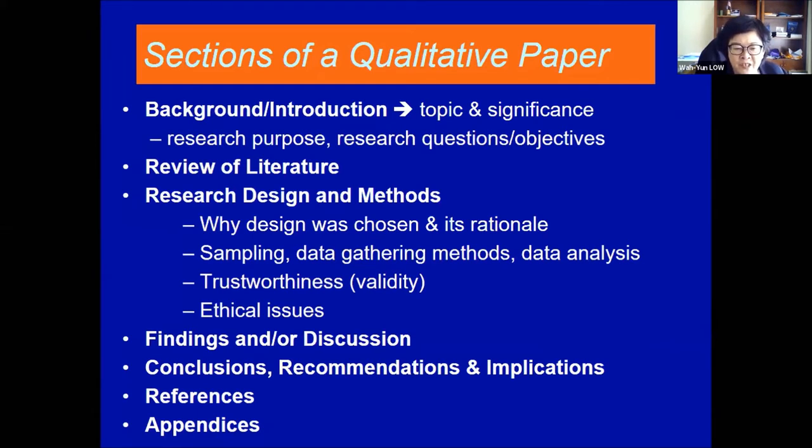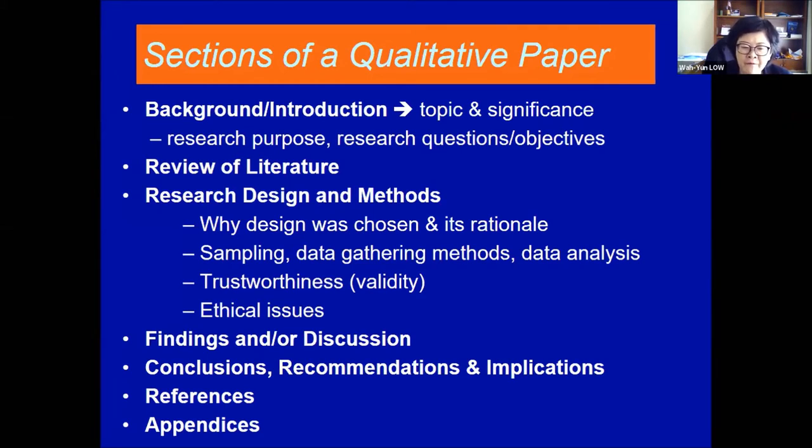What kind of research design have you chosen and why? Is it phenomenology? Is it case study? Is it grounded theory and what have you? So you do need to give a rationale, a justification as to why you choose a certain design. And also under this section, research design and methods, the type of sampling that you have chosen. Is it purposive? Is it quota sampling and what have you? So your data gathering methods and your data analysis.